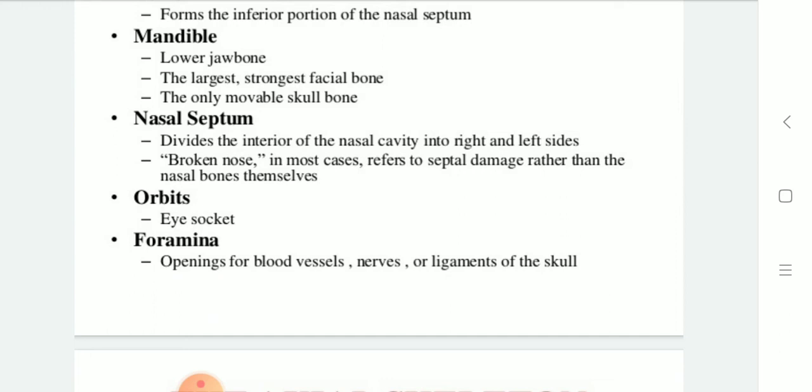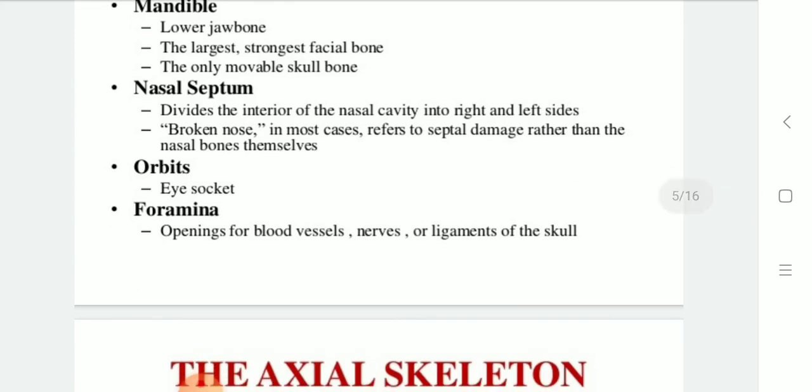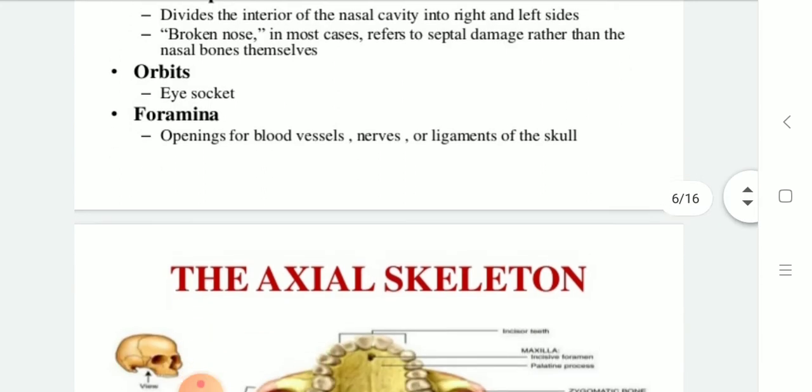Nasal septum divides the interior of the nasal cavity into right and left sides. A broken nose in most cases refers to septal damage rather than damage to the nasal bones themselves. Orbits are the eye sockets. Foramina are openings for the blood vessels, nerves or ligaments of the skull.